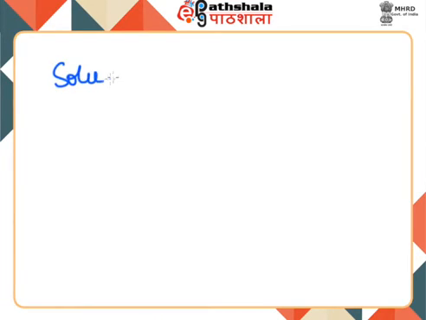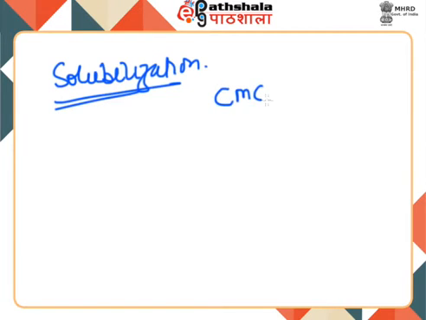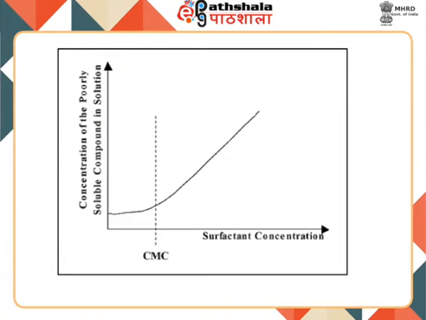Now let us try to understand the solubilization. If we plot the solubility of a poorly soluble compound as a function of concentration of surfactant, then usually the solubility is very low until the surfactant concentration reaches the CMC value. So let us consider this plot. You can see here that on the y-axis is the concentration of the poorly soluble compound in solution, and this is being plotted against the surfactant concentration.